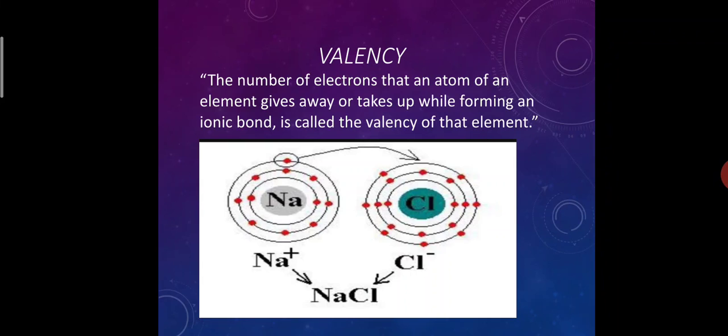Due to the attraction between the unlike charges on the two ions, one chemical bond is formed between Na plus and Cl minus and the compound NaCl is formed. From this, the electronic definition of valency is as follows. The number of electrons that an atom of an element gives away or takes up while forming an ionic bond is called the valency of that element.